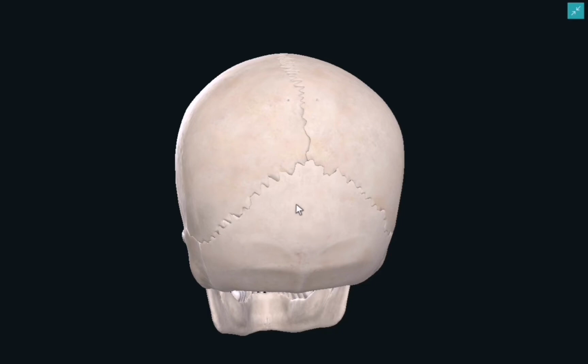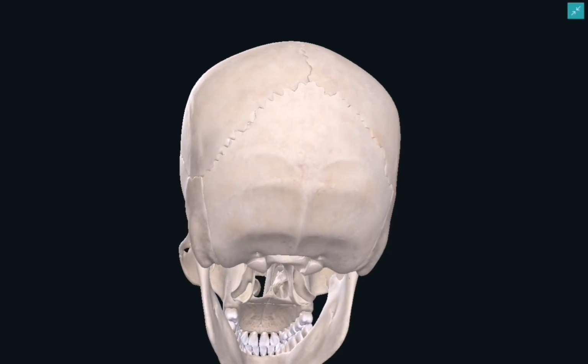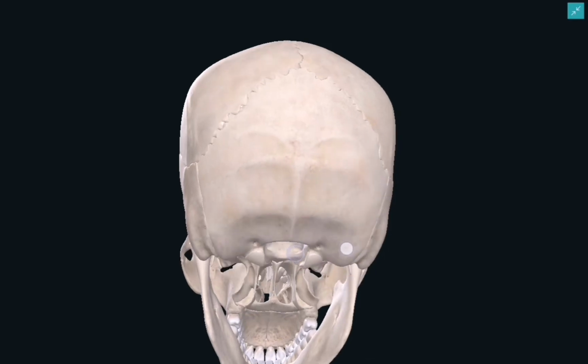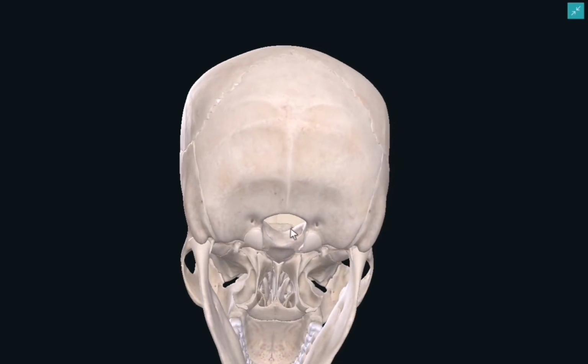What about features? This point is called lambda, and there is also a rounded elevation here. As it is rounded, it is named a protuberance. It is present in the occipital bone, on the outside, so it is called the external occipital protuberance. From the external occipital protuberance descends a vertical line reaching a foramen at the base of the skull, called the foramen magnum. All this vertical elevation is called the external occipital crest.